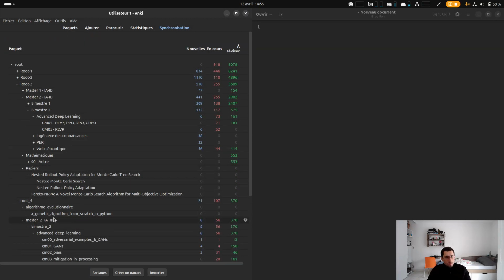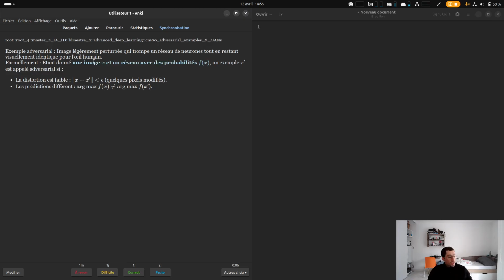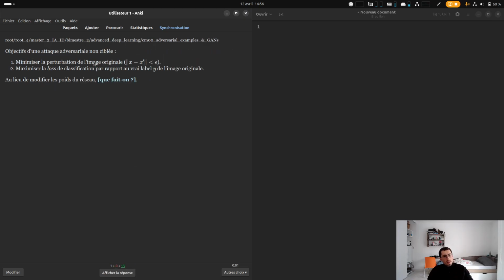Maybe do this one here, I think. Oh, we have more cards than yesterday somehow. Oh no, what did I do? Given X an image and F a neural network, a weighted network rather. Instead of modifying weights, we modify pixels in the image.